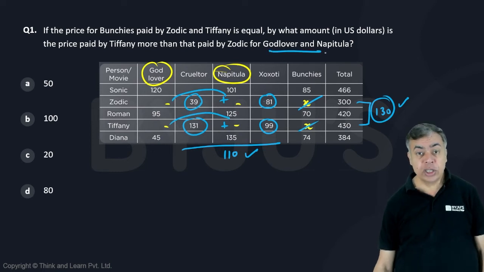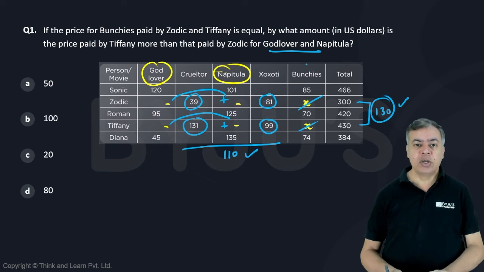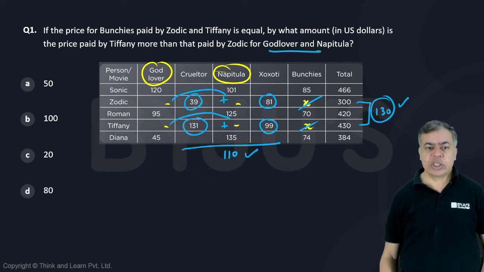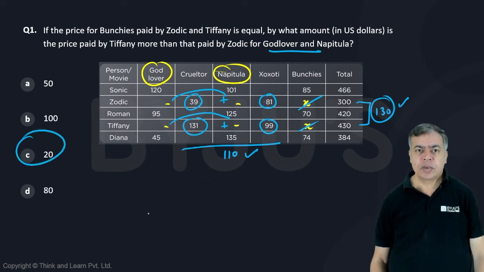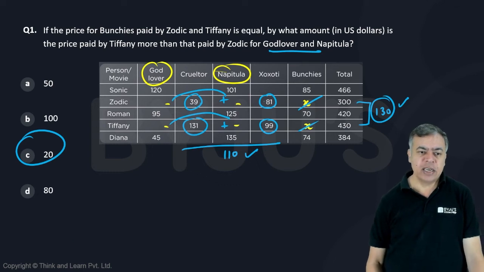Which is the question, right? I need to tell that difference only. So straight away I can mark 20. Okay, what I am doing is I will just elaborate.